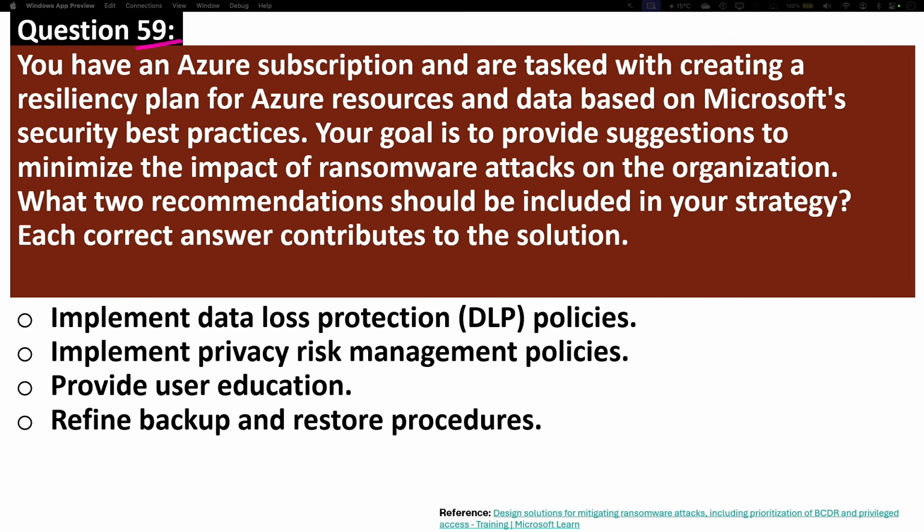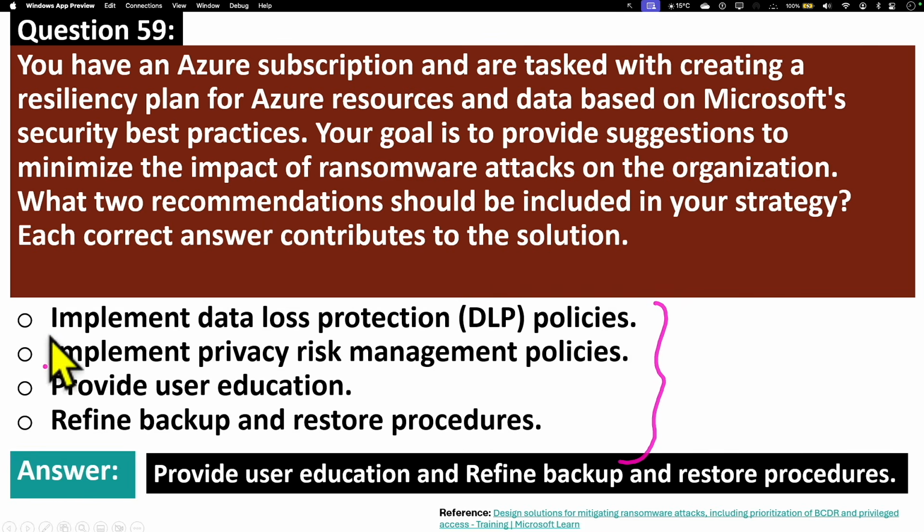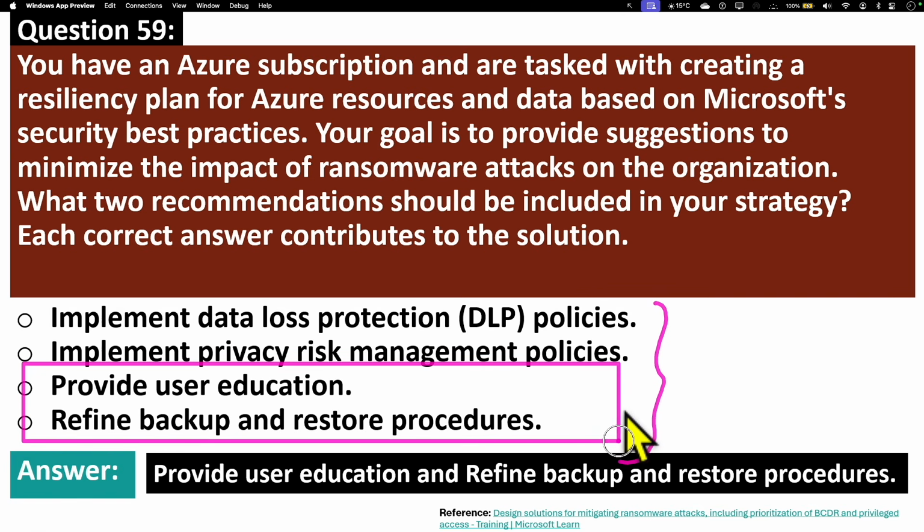Question number 59. You have an Azure subscription and are tasked with creating a resiliency plan for Azure resources and data based on Microsoft security best practices. Your goal is to provide suggestions to minimize the impact of a ransomware attack on the organization. What two recommendations should be included in your strategy? Each correct answer contributes to the solution. Let us look into the provided options and find the right answer. The correct answers are provide user education and refine backup and restore procedures.